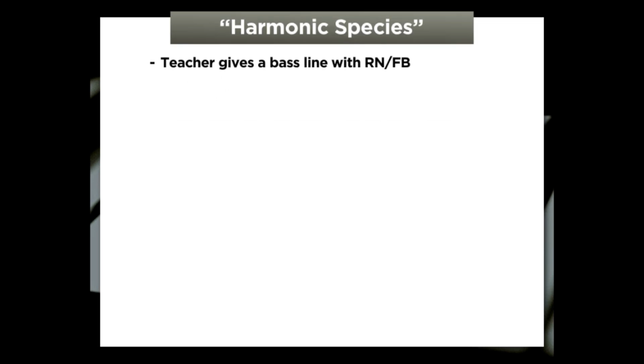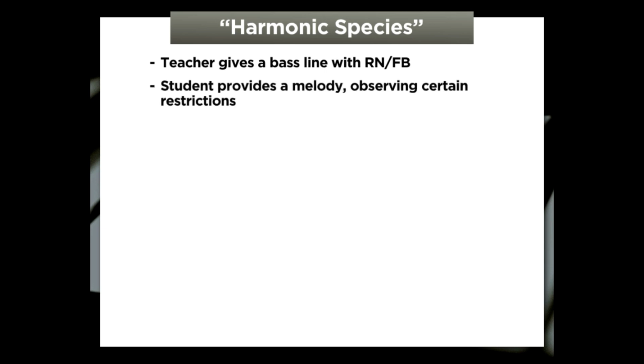So it works like this. The teacher gives the student a bass line with Roman numerals and figured bass. And then the student responds by writing a melody above that bass line, observing certain kinds of restrictions, which are all consistent with how classical music is written. One thing that's very useful about harmonic species counterpoint is that the rules we learn here are going to carry forward into all our harmonic writing for the semester, even in 4 parts.